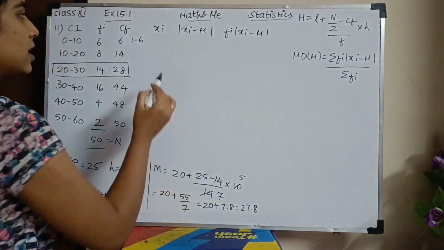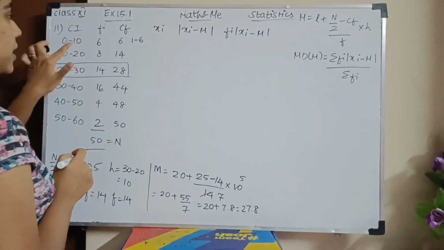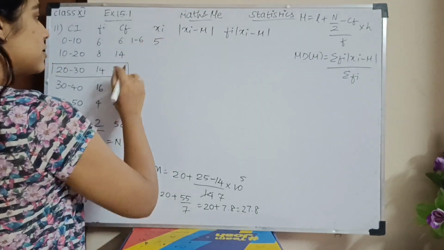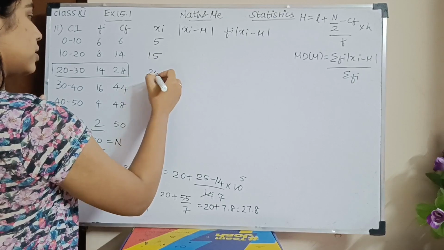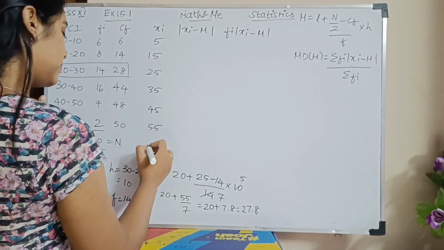So this is my median. Now I need to find what my xi is first. Xi is the upper limit plus lower limit divided by 2. So 10 plus 0 divided by 2, which is 5. I will erase this. Then the middle value is 15, then 25, 35, 45, 55.